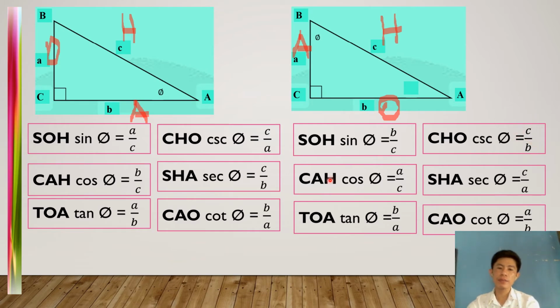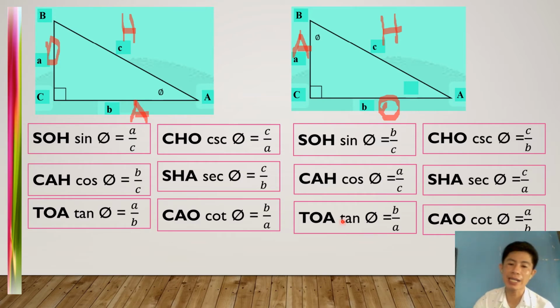For the cosine of this angle, cosine is equal to adjacent over hypotenuse. So A over C. And the reciprocal of cosine is secant. So the reciprocal of A over C is C over A.